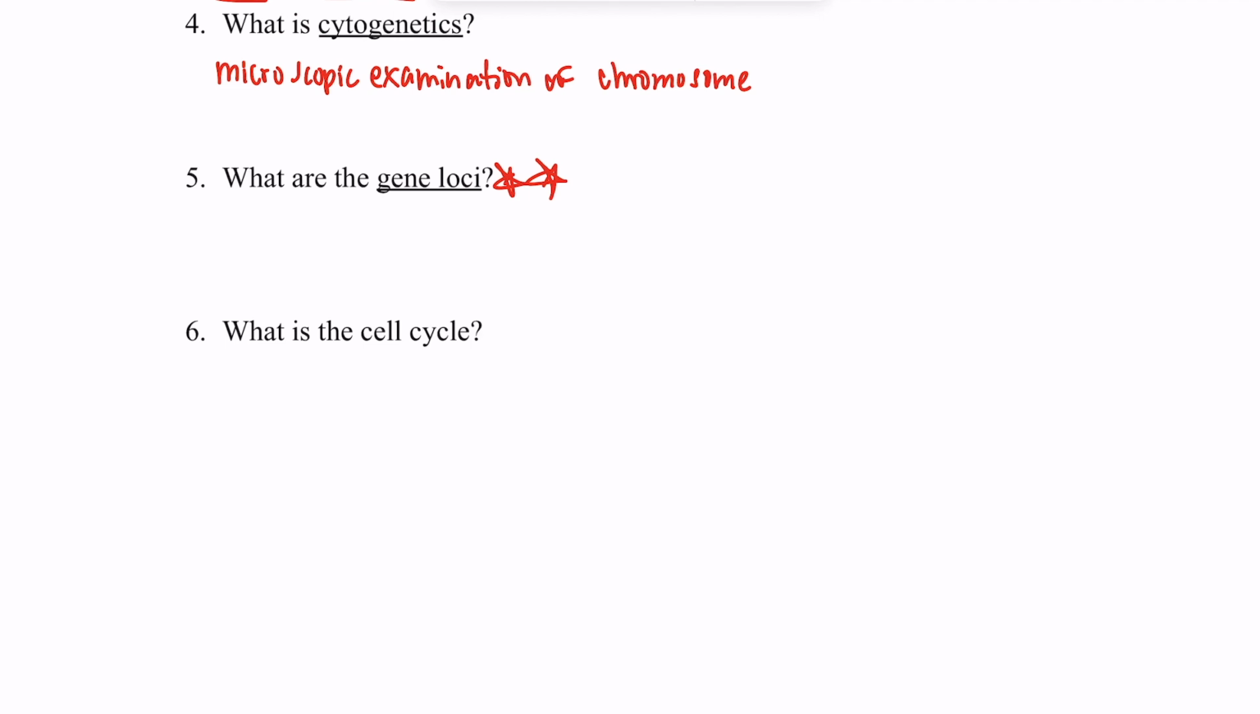So loci, I want you to think location. This is the actual physical location of the genes found on the DNA and chromosome. We'll just say actual physical location of genes. Gene loci, this is just a definition. Memorize it. Super important. It'll be super important later on. Might as well learn it now.